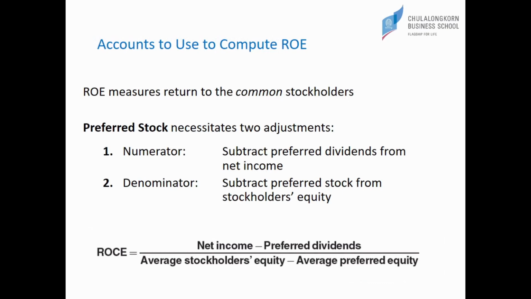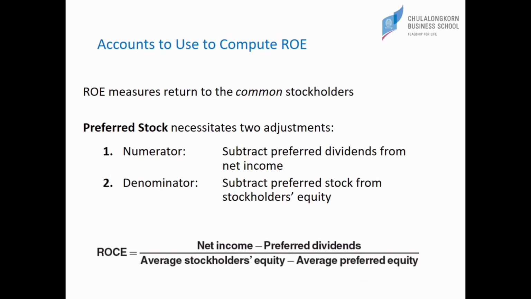So as we saw, this ROE measures the return to the stockholders, but it actually measures the return to the common stockholders. So when there's a preferred stock in the company, it can create some complications. In that case, if there's a preferred stock, we have to make adjustments to the ROE. We have to adjust the numerator and also the denominator.